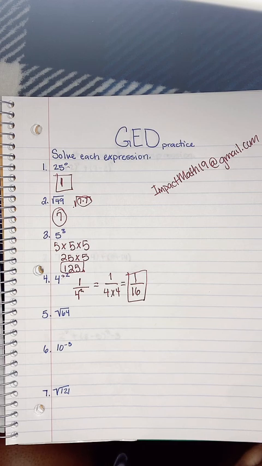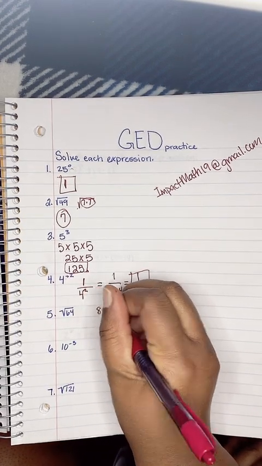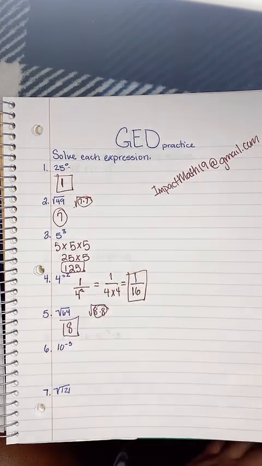Yep, 8. Good. Okay, so remember, you're looking for what times itself. We have 8 times 8. We're looking for the pair, so 8 is our answer.